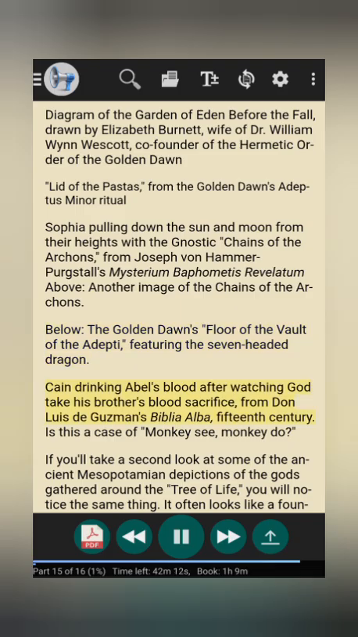Cain drinking Abel's blood after watching God take his brother's blood sacrifice, from Don Luis de Guzman's Biblia Alba, 15th century. Is this a case of monkey see, monkey do? If you'll take a second look at some of the ancient Mesopotamian depictions of the gods gathered around the Tree of Life, you will notice the same thing.